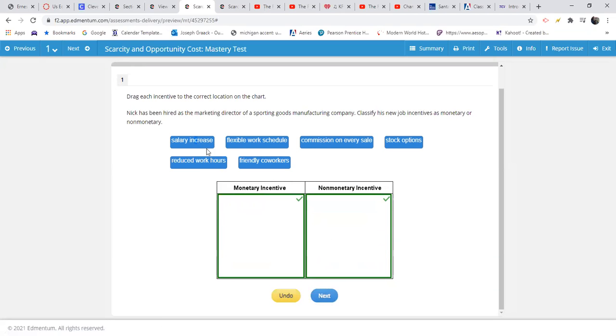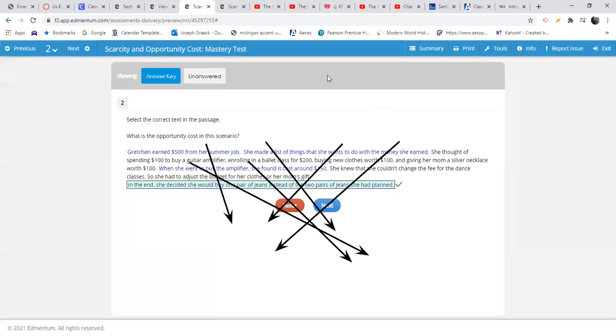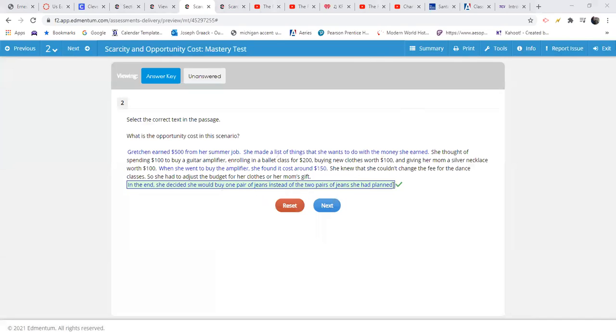And so basically a salary increase is monetary. Flexible work schedule doesn't have to do with money, so that would be non-monetary. Commission on every sale would go here. And so you're just going to drag these to the proper place. Commission, stock options would be monetary. Work schedule would be non-monetary. Friendly co-workers would be non-monetary. And reduced work hours would be non-monetary. And then when you're done, you just click on next and go to the next one.